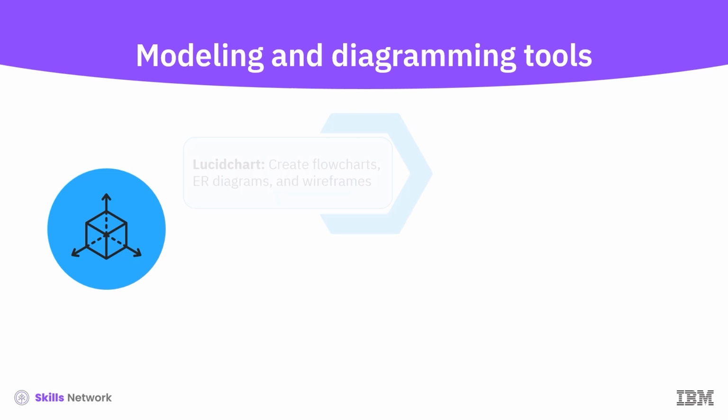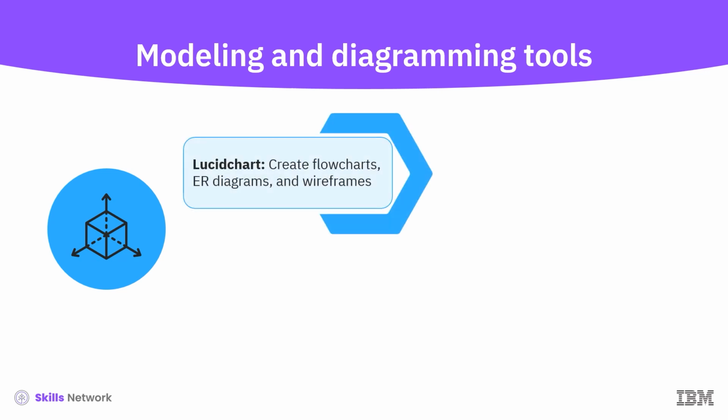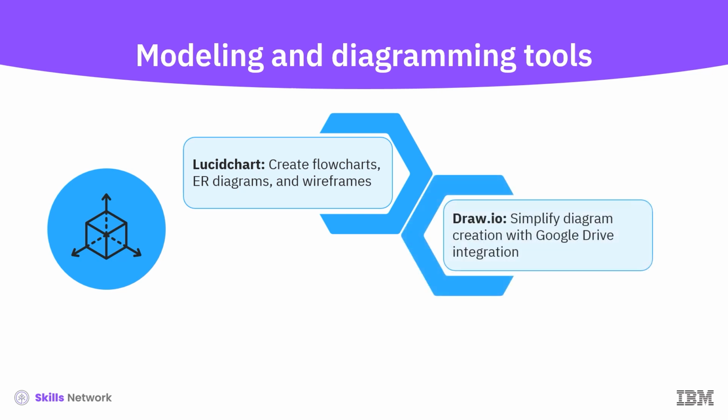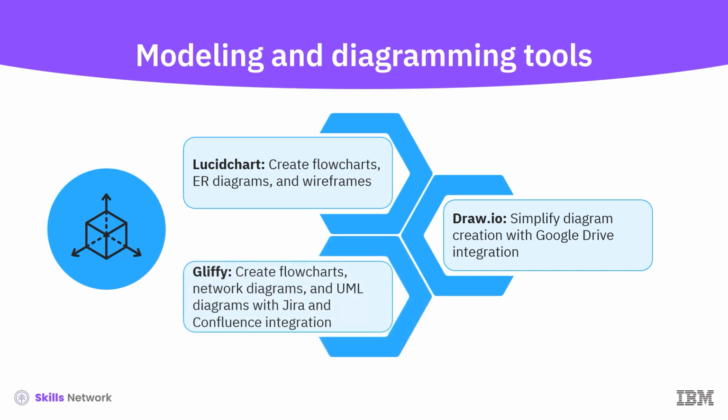Next are the modeling and diagramming tools, which aid business analysts in visualizing processes, data flows, and system architectures. Lucidchart is a web-based tool with AI features, ideal for creating flowcharts, ER diagrams, wireframes, and more, with strong collaboration capabilities. Draw.io is another popular tool known for its simplicity and integration with platforms like Google Drive, allowing users to create various diagrams, including flowcharts and process models. Additionally, Gliffy is popular for its ease of use in creating flowcharts, network diagrams, and UML diagrams, and integrates well with platforms like Jira and Confluence.